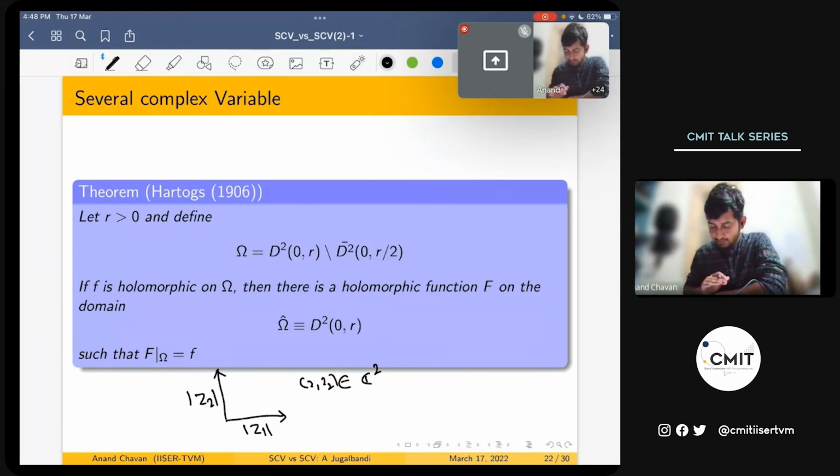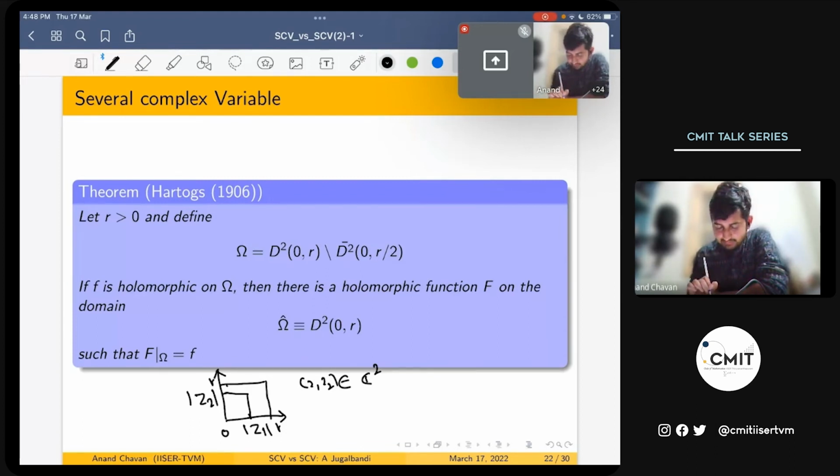In the absolute plane, I can draw a polydisk. Polydisk means D2. So a polydisk of radius r, centered at 0, can be drawn like this, with the length of each of this axis and this axis being r. Now let me draw omega here. Omega is D2(0, r) minus the set D2(0, r/2). So I'll measure r/2 here, r/2 here, and this.